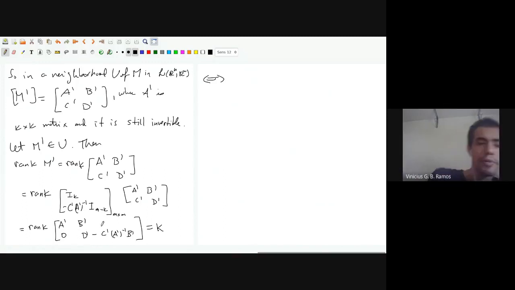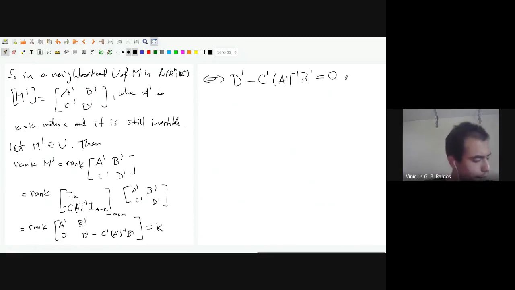Okay, this is, again, simple linear algebra, because you have at least one more vector here generating the image. So this rank is equal to K if and only if D prime minus C prime A prime inverse B prime is equal to zero. Now you can begin to see how we're going to prove that the matrices with fixed rank form a submanifold. We have a condition here, and we can take the preimage of this condition.